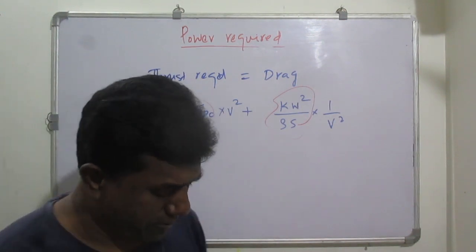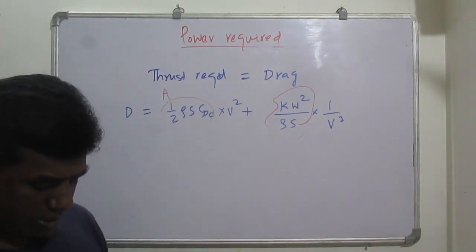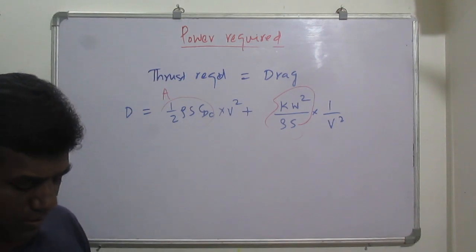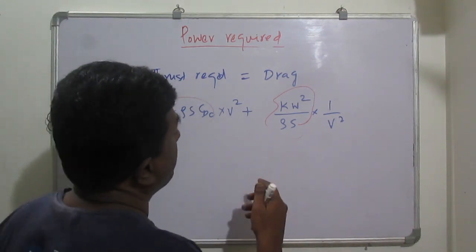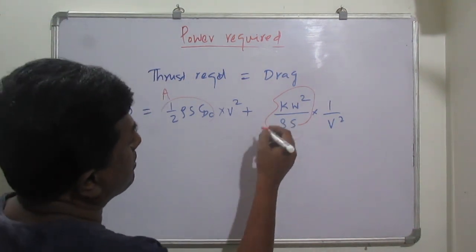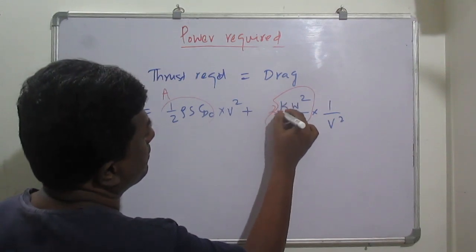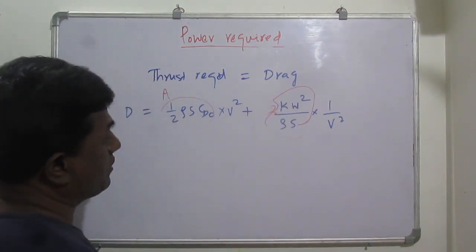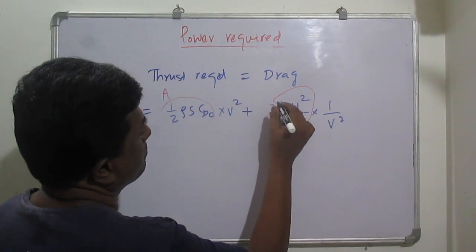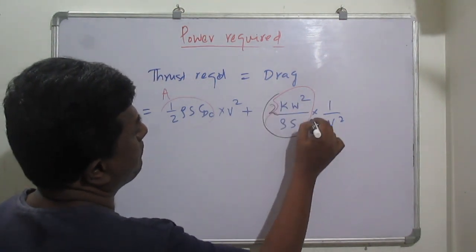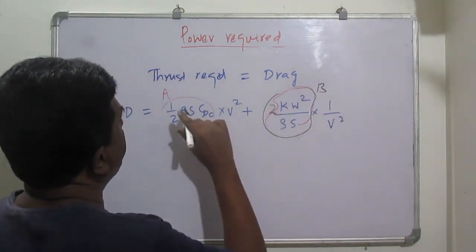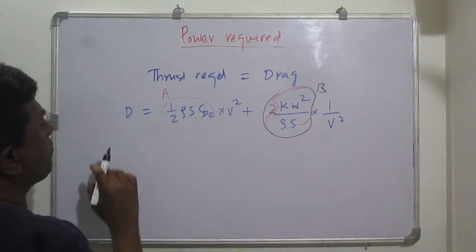Once we know A and B, we can calculate. Here we are missing one term, that is 2. We have to take 2k. So this is A and this is B. So this is the drag.